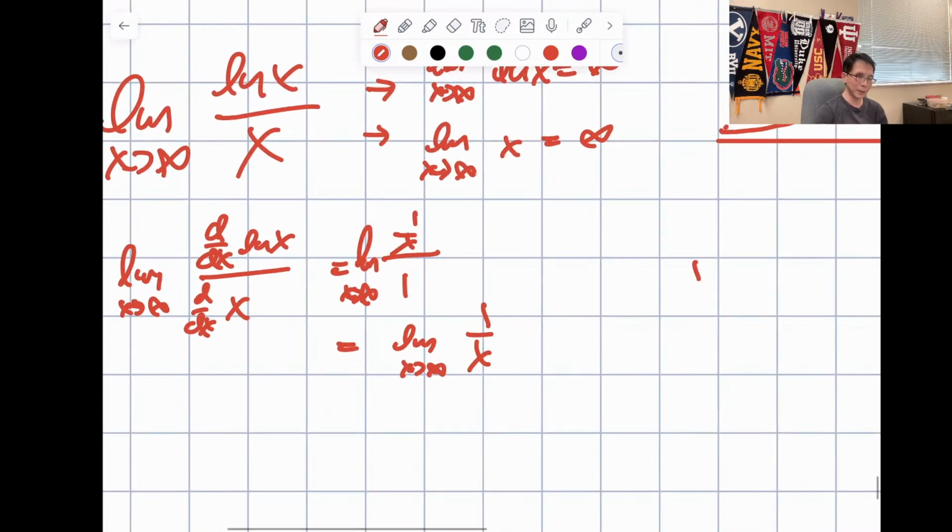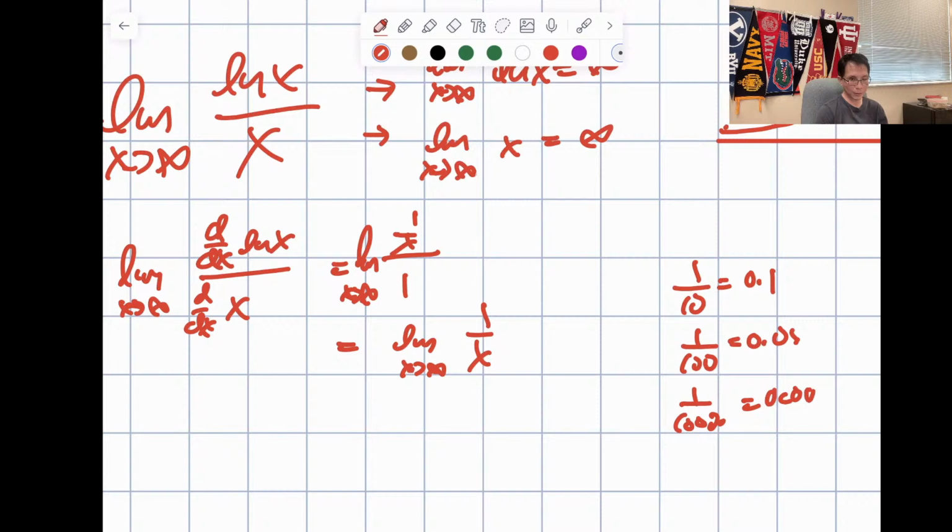Well, think about it. 1 over 10 is 0.1. 1 over 100 is 0.01. 1 over 1,000 is 0.001. It gets smaller as the number keeps increasing. So this eventually goes to 0. Does that make sense? That way you know what happened.